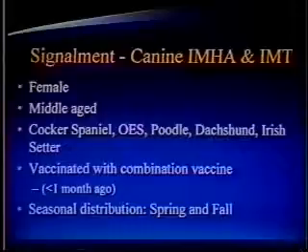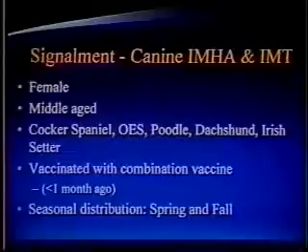So the signalment for immune-mediated hemolytic anemia and thrombocytopenia in dogs is usually a female dog. They're middle-aged, Cocker Spaniels, Old English Sheepdogs, Poodles, Dachshunds, and Irish Setters are overrepresented. There could be a history of vaccination with a modified live virus within the past month, and normally we see an increased incidence of this disease in the spring of the year and in the fall of the year.